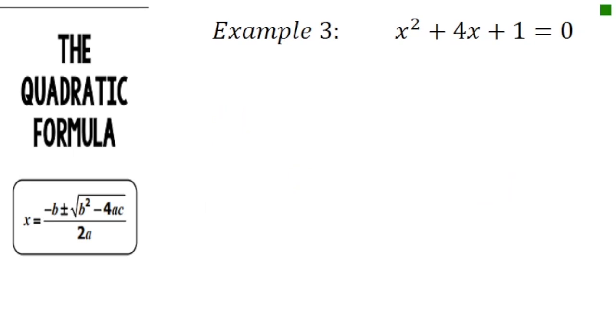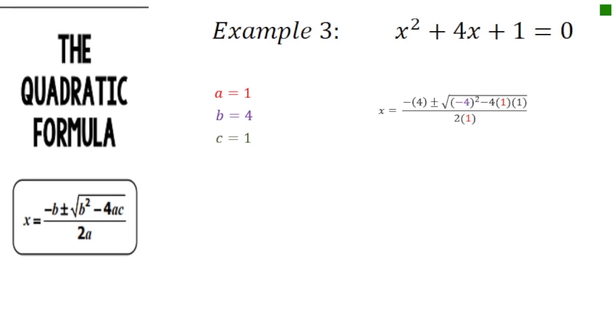Third example. Once again, this is already set to 0, so we don't need to do anything with that. Identify your A, B, and C. A equals 1. B equals 4. C equals 1. Let's plug them in. And there we go. Pause here so you can understand this or plug it in.